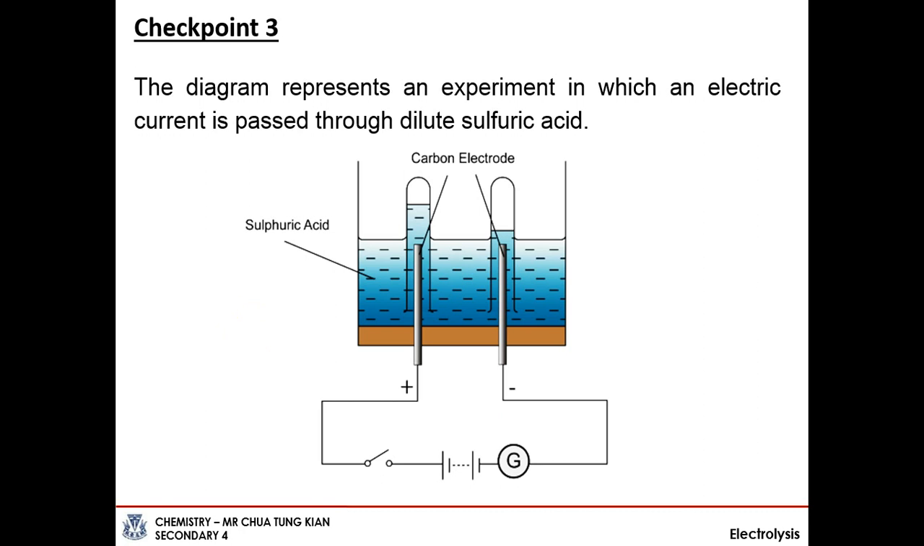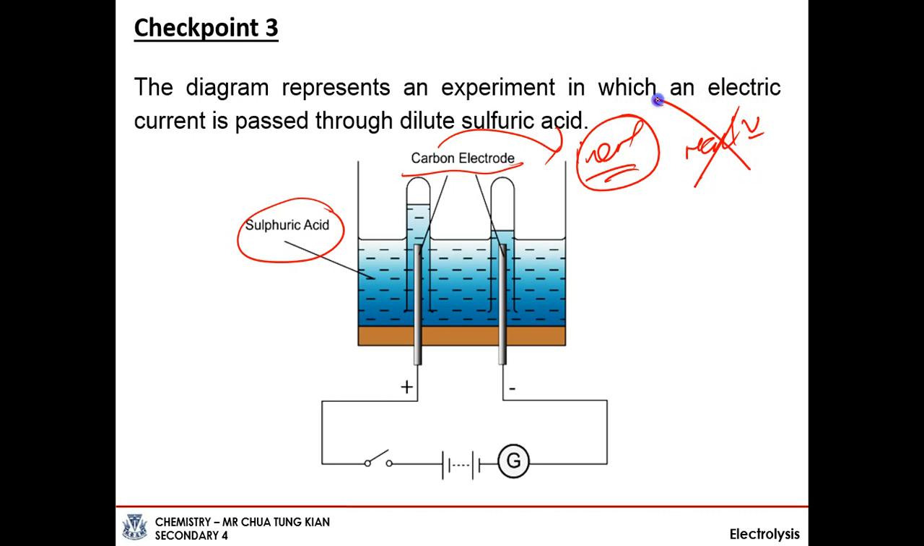Checkpoint 3, very simple question here. You have dilute sulfuric acid as the electrolyte. You have carbon electrodes. So recall, carbon electrodes are inert electrodes. What is the nature of the other kind of electrodes called? Yep, correct. It is reactive electrodes. In this case, this is inert, not reactive, so it doesn't really play a part. You have your power source, and that's about it. You are passing a current through dilute sulfuric acid.